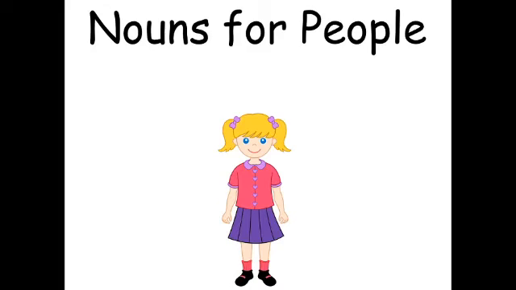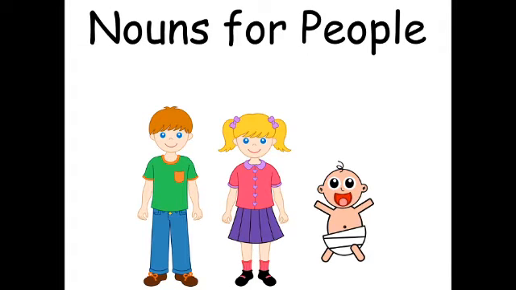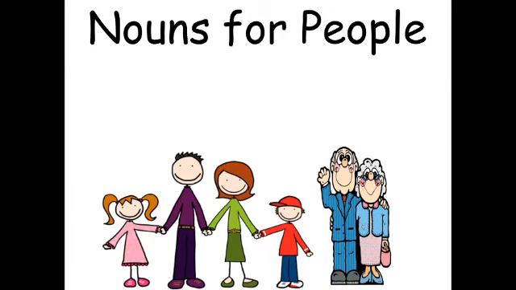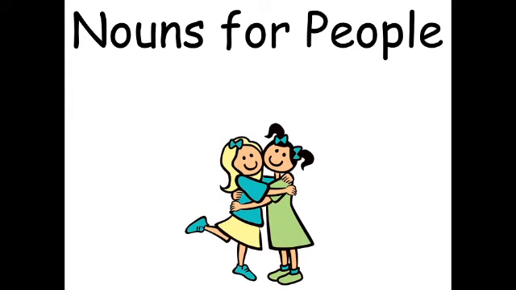Now, first look at nouns for people: girl, boy, baby. All these words are used to name people, and naming words are called nouns. All the members of your family have a name: mother, father, brother, sister, grandfather, grandmother. All these are naming words, and naming words are called nouns. Friend is also a naming word.